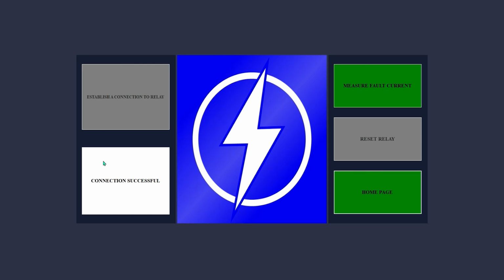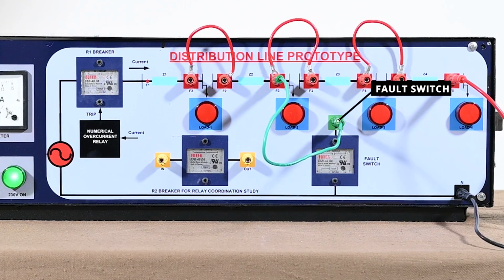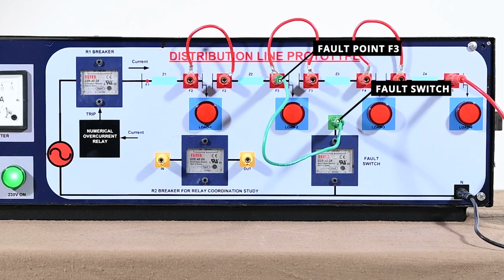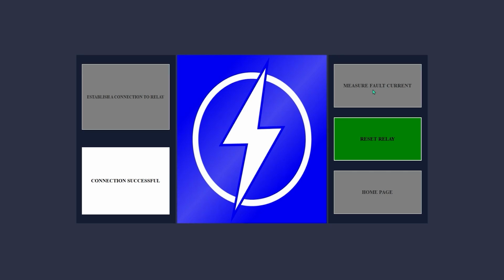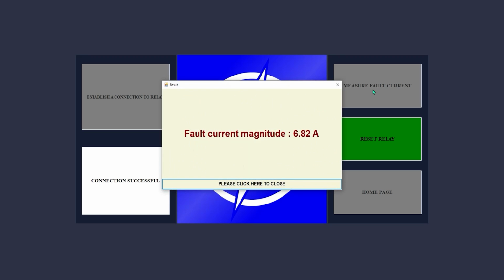In the hardware setup, please connect the patch cord from the fault switch to fault point F3 to create the fault condition at that location. Next, click the measure fault current button. After this, a message will be displayed showing the fault current during the fault at point F3. It shows around 6.82 ampere.